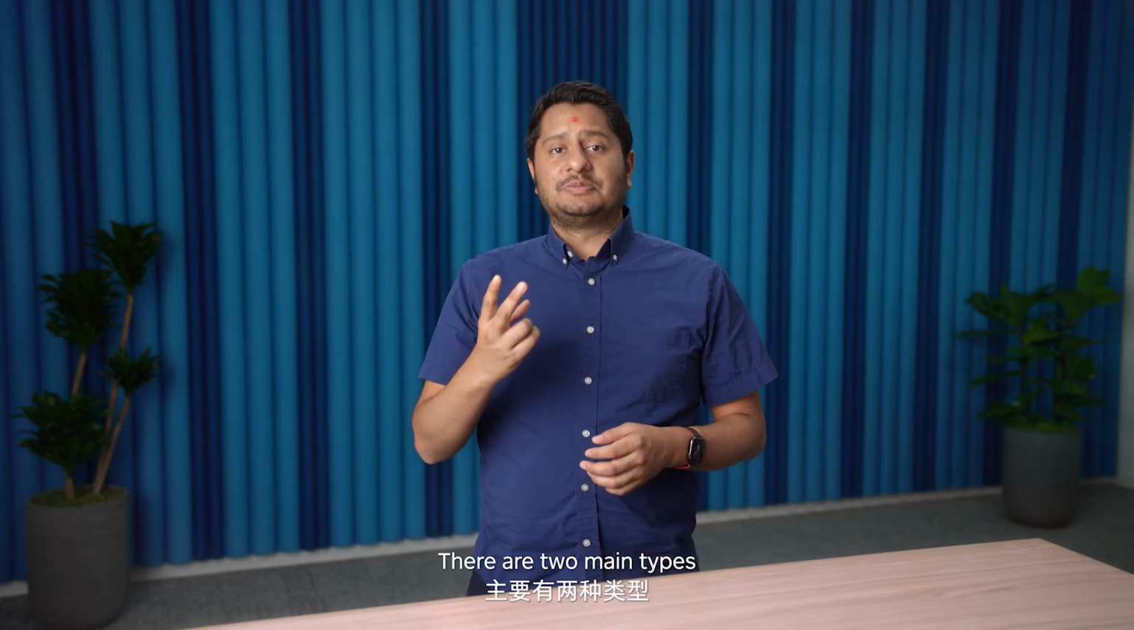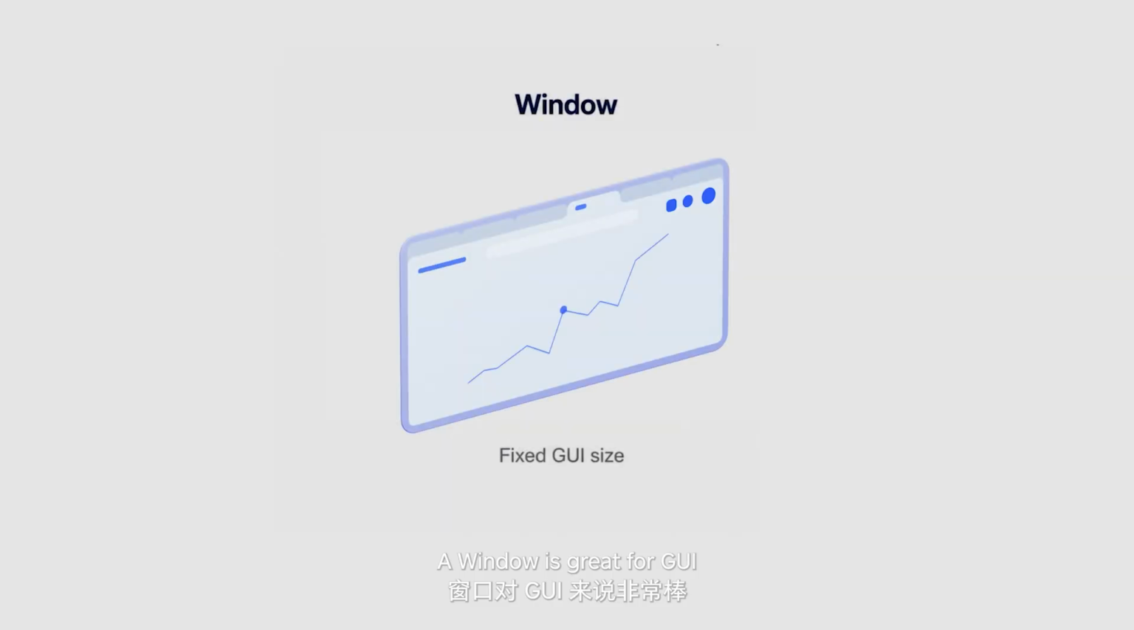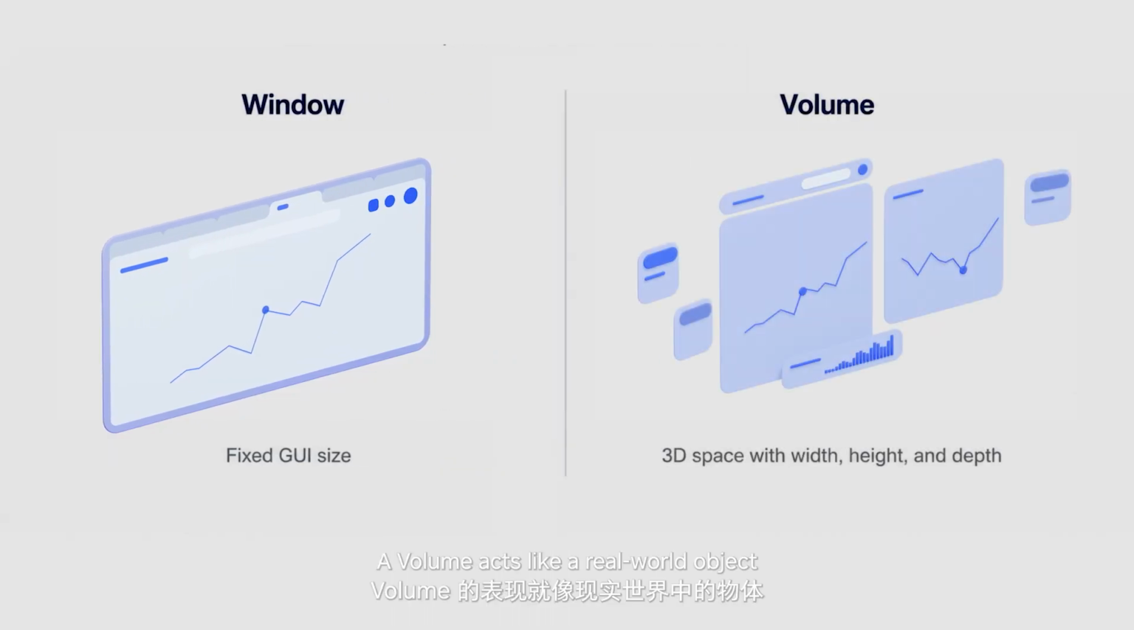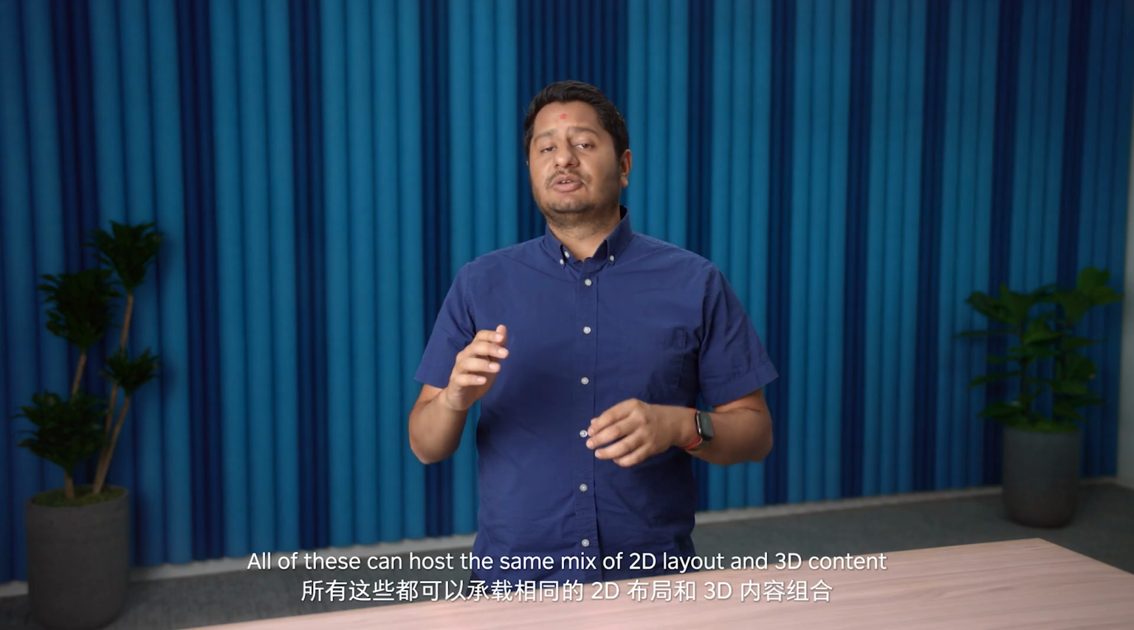There are two main types. A window is great for GUI. It keeps a consistent size in your view so text and controls are always readable, even if the content mixes 2D and 3D. A volume acts like a real-world object. It has physical size in meters, looks bigger up close and smaller far away. With the right configuration, a volume can also be used for more immersive experiences. All of these can host the same mix of 2D layout and 3D content.